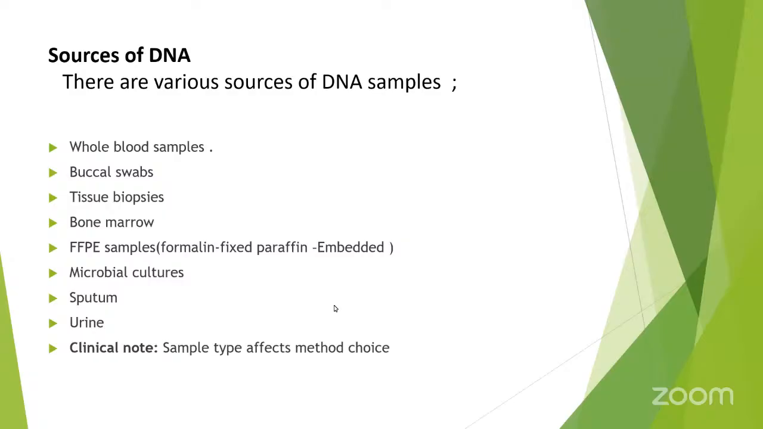The source of DNA can be obtained from various samples. You can use whole blood samples, buccal swabs, tissue biopsies, bone marrow, formalin-fixed paraffin-embedded tissue, microbial cultures, sputum, urine. The clinical note here is that sample type affects the method of choice.